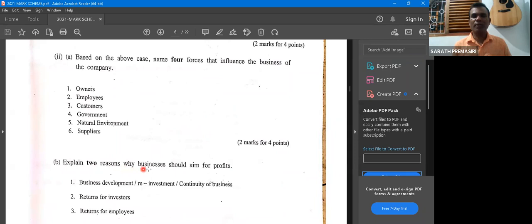Explain two reasons why business should aim for profit. First one is business development or reinvestment or continuity of business. Return for the investment. Return for employees. Look at that. Now, for example, the business should pay salaries to the employees. To pay salaries to the employees, the business needs profit.